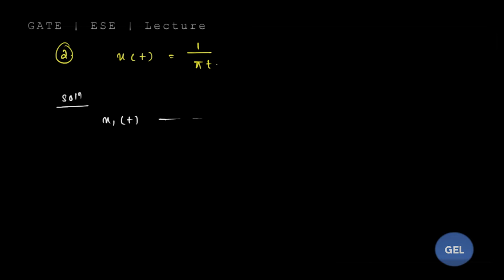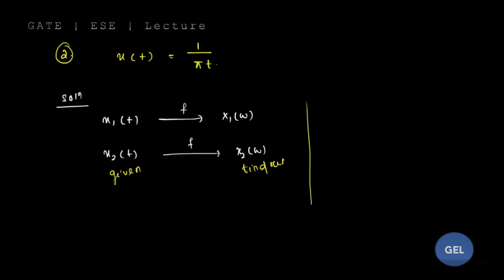x1(t) whose Fourier transform is X1(omega), and x2(t) whose Fourier transform is X2(omega). Now x2(t) is given here, and you need to find X2(omega), the Fourier transform of this value. So X1(omega) is nothing but 1 by pi omega.